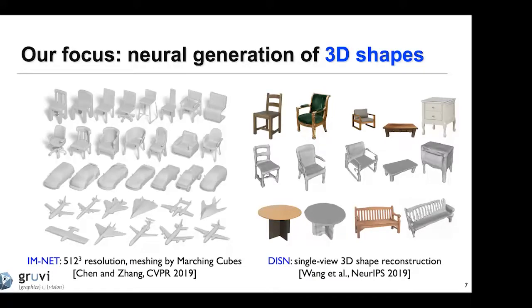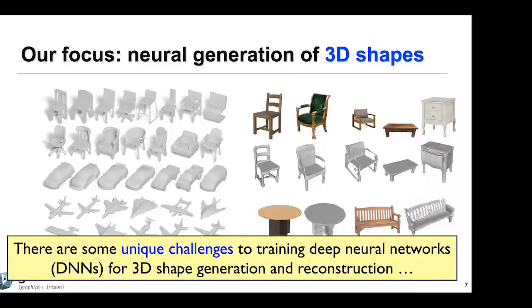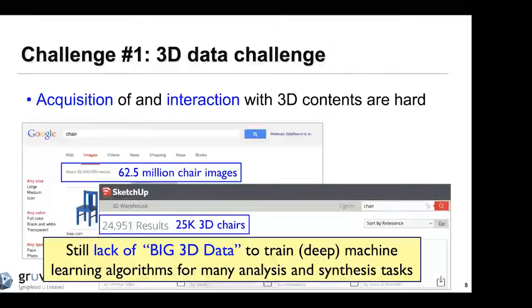So first, I want to highlight some of the unique challenges that we have to face when training deep neural networks for 3D shape generation and reconstruction. The first one is probably an obvious one, the 3D data challenge. In order to perform deep learning, we need lots of data. Either acquisition or interaction in terms of labeling 3D data becomes much more difficult compared to image or sound waves. So we're still lacking big 3D data to train deep neural networks for many of the analysis and synthesis tasks.